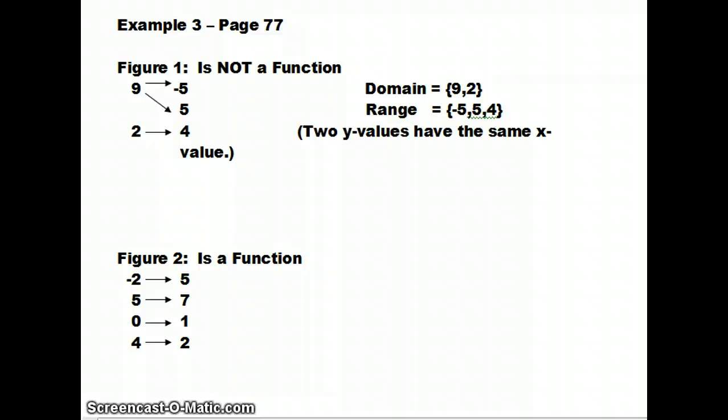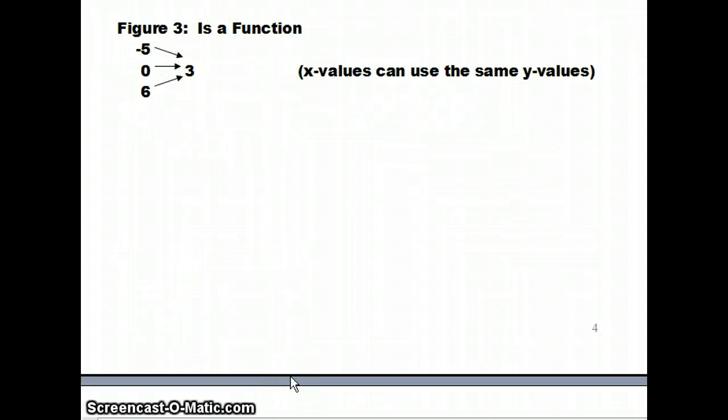Here are a couple more examples from your textbook. Example 3, page 77, is not a function because there are two arrows that go from the 9. They go to -5 and 5, so that one's not a function. Figure 2 down at the bottom is a function because you only see one arrow going from the left-hand column to the right-hand column. On page 4 of the lecture notes, figure 3 is a function.